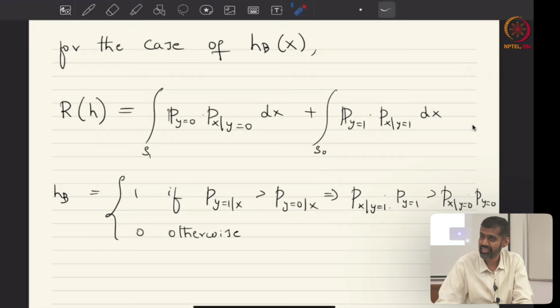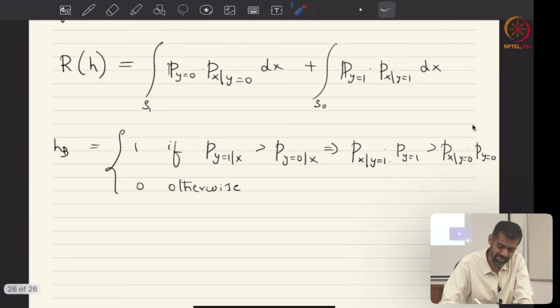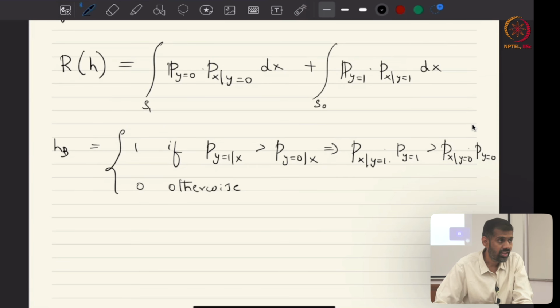What do you mean by right side? For what case? If the true class is 1, then which one will get evaluated? It depends on what the Bayes classifier does. Okay, let me just tell you the answer. Always for the Bayes classifier, the term that is the least of these two will get evaluated.